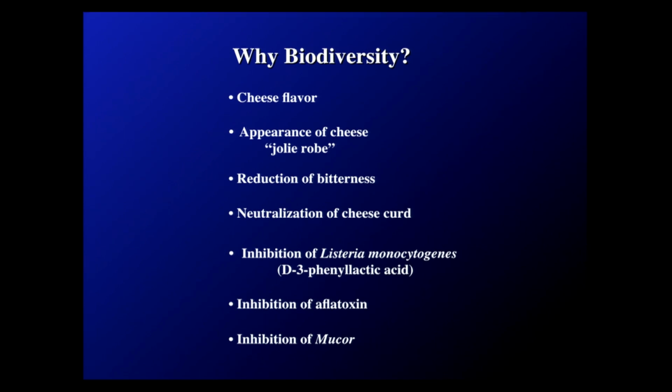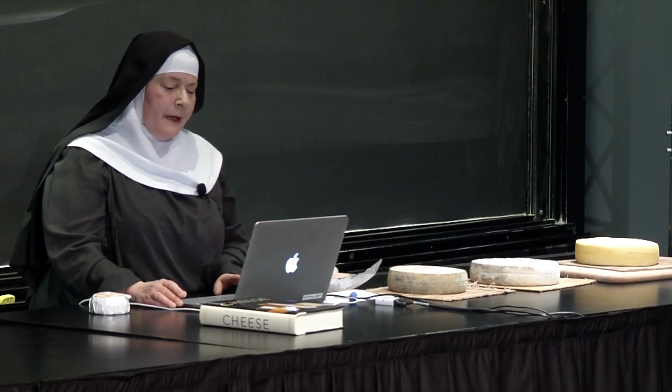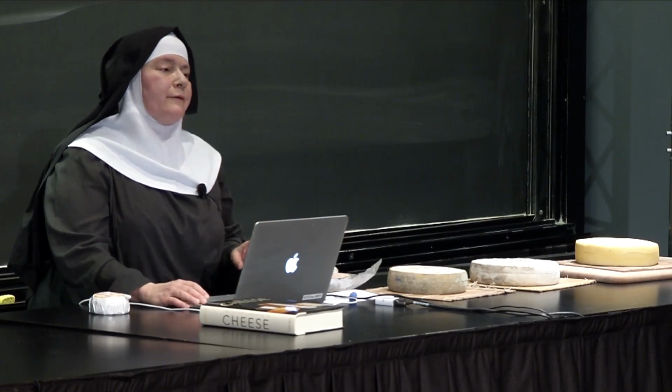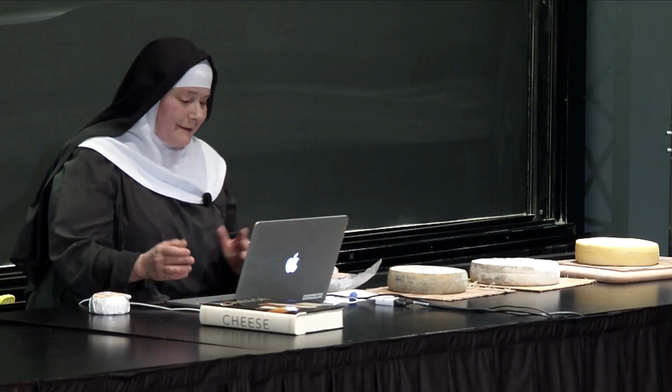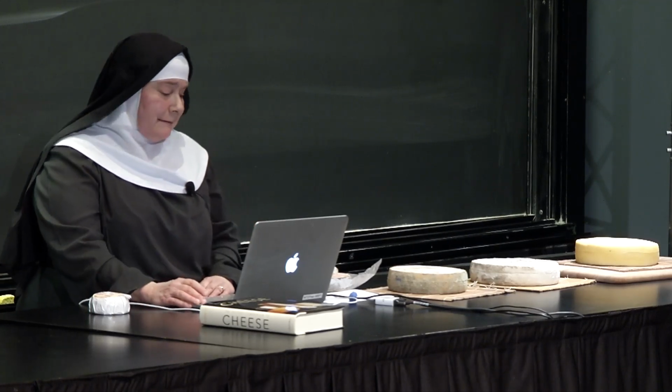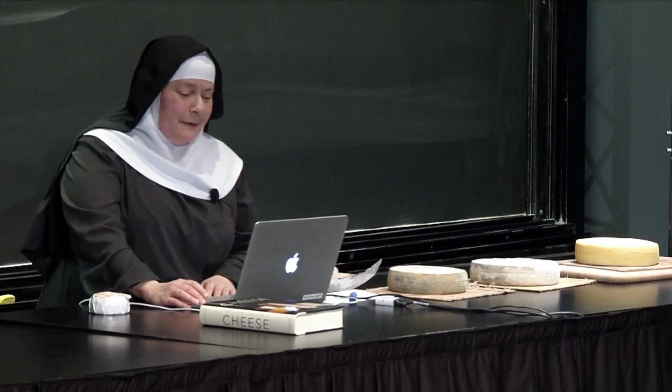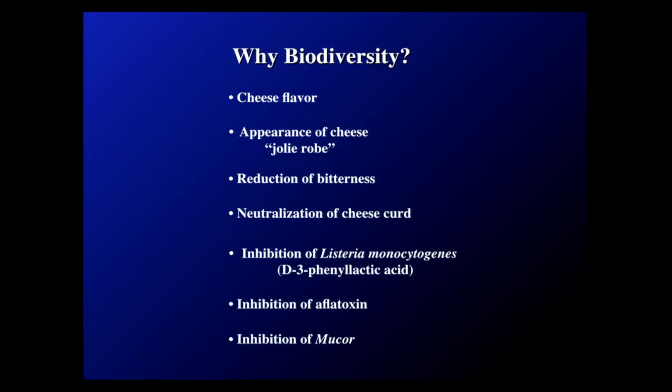Also, reducing bitterness. One of our studies was aminopeptidase activity that cleaves bitter amino acids in peptides. And Geotrichum is known to reduce bitterness, especially in cheeses that also have Penicillium. And they say bitterness is probably the major flavor defect in cheese. It also neutralizes the cheese surface, bringing up the pH.